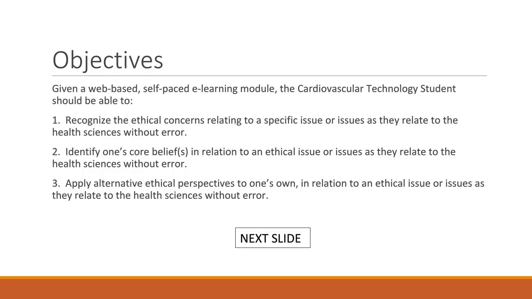The objectives for this Ethical Reasoning for CVT students training are: given a web-based, self-paced e-learning module, the cardiovascular technology student should be able to: 1. Recognize the ethical concerns relating to a specific issue or issues as they relate to the health sciences without error. 2. Identify one's core beliefs in relation to an ethical issue or issues as they relate to the health sciences without error. 3. Apply alternative ethical perspectives to one's own in relation to an ethical issue or issues as they relate to the health sciences without error.